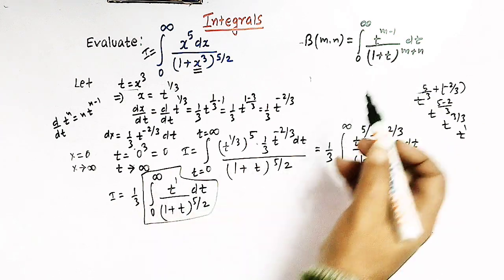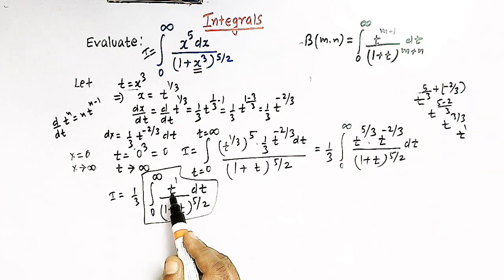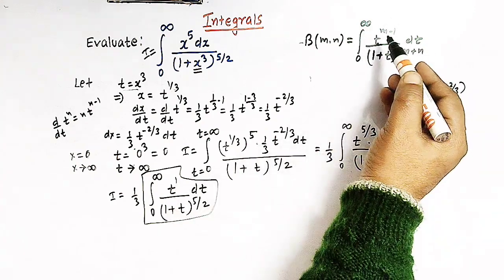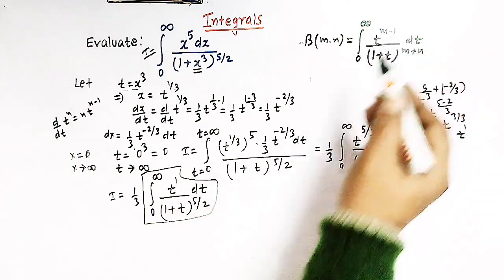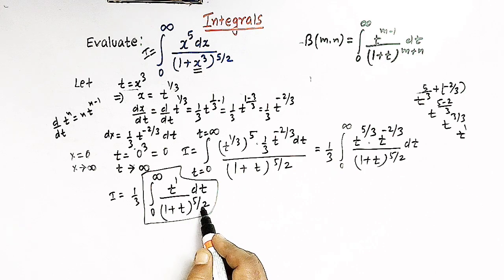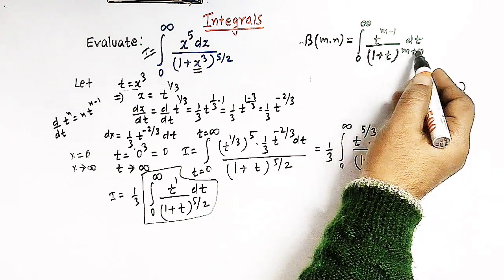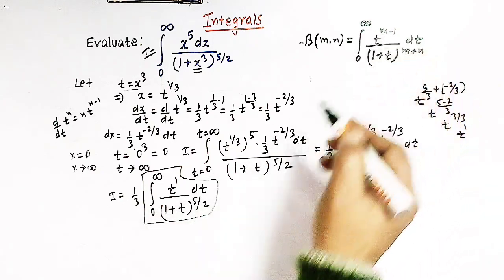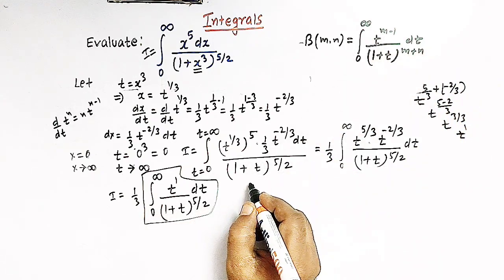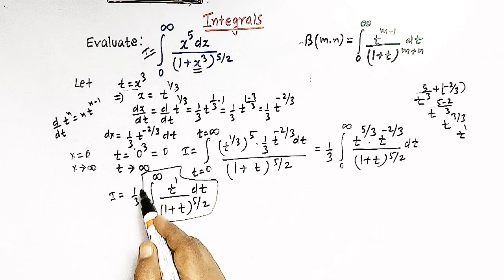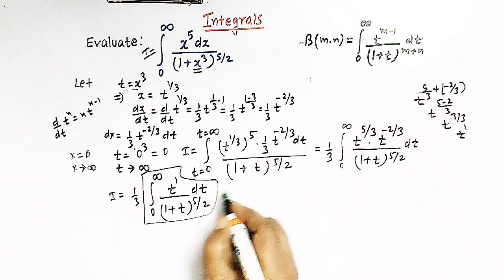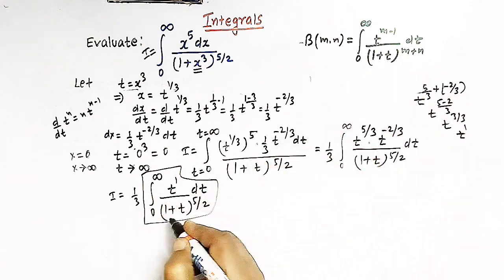So here we have 0 to infinity, here we have 0 to infinity and t raised to 1. Here we have t raised to m minus 1, and here we have 1 plus t raised to 5 by 2, and here we have 1 plus t raised to m plus n. So let us find out the values of m and n in order to express this integral in this form. So we can now compare both these integrals.